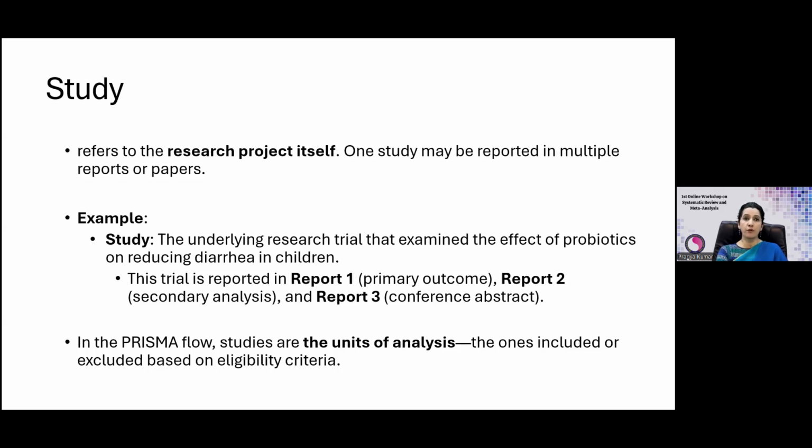So in the PRISMA flow, like I said, the unit of analysis is the study, the one included or excluded based on the eligibility criteria. It's not the report. That's why you will see this in the PRISMA flow.